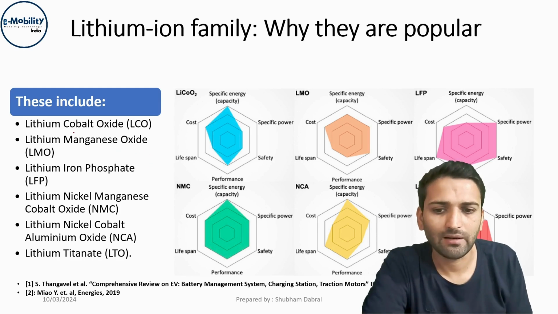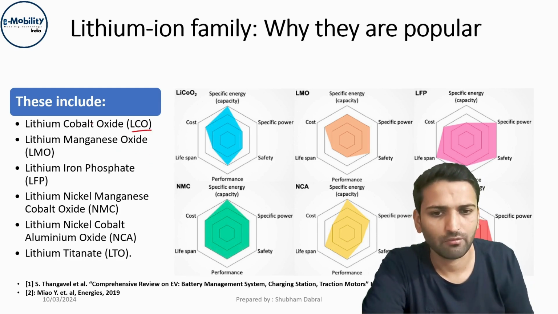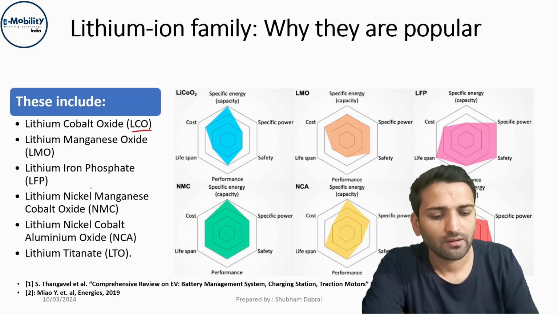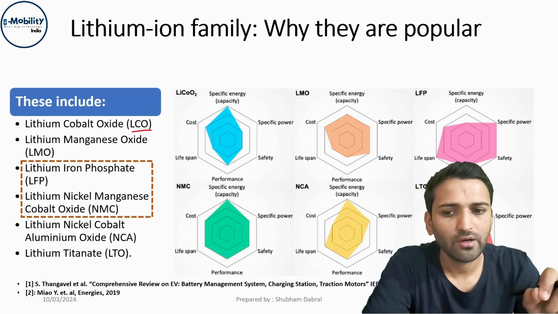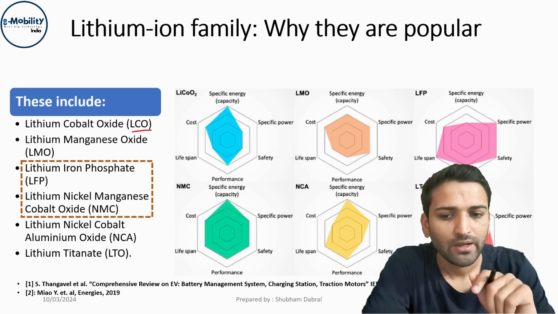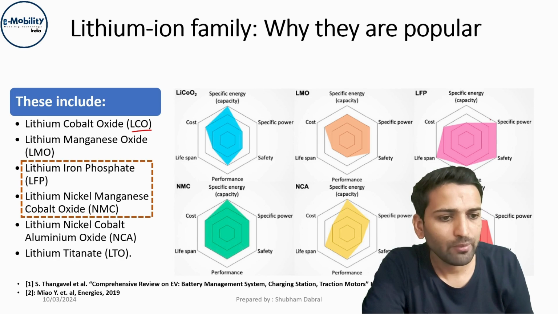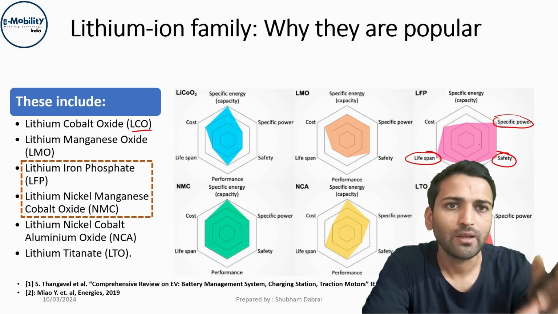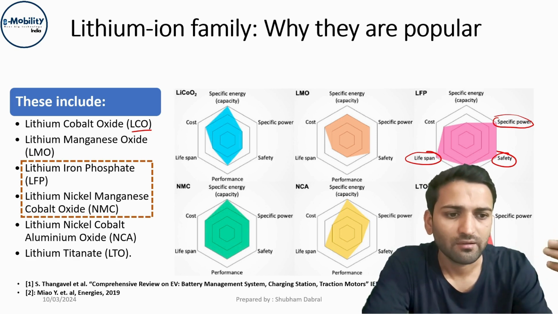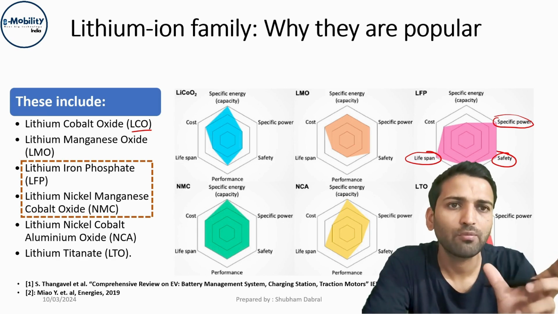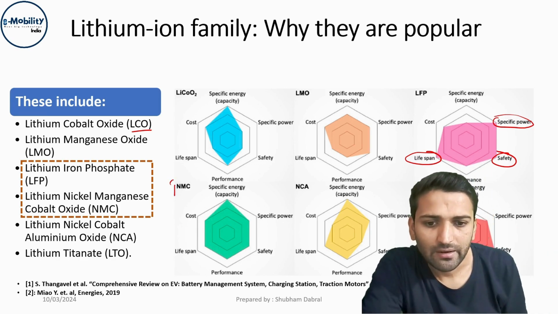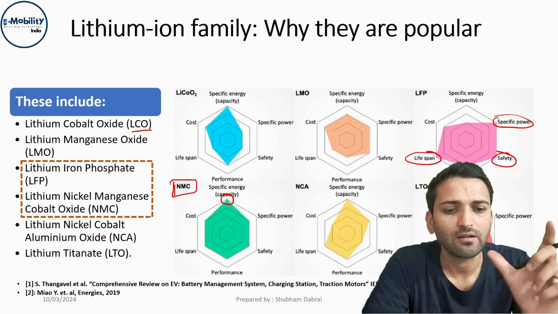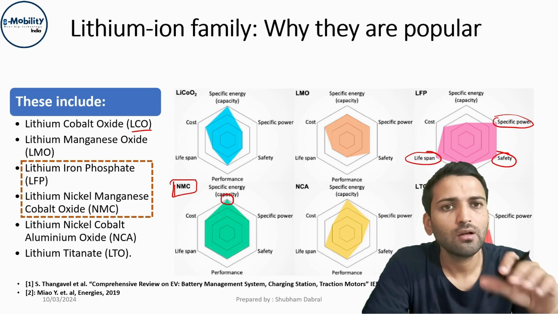There are many types of batteries inside this lithium ion family. Out of these, the most popular are the lithium iron phosphate or LFP batteries and the NMC batteries. These two are popular because LFP has very good specific power, lifespan and safety. These make the LFP battery safer to be used in electric vehicles, and the lifespan is higher. And NMC batteries are mostly used for performance, because the specific energy or capacity of the battery is higher.